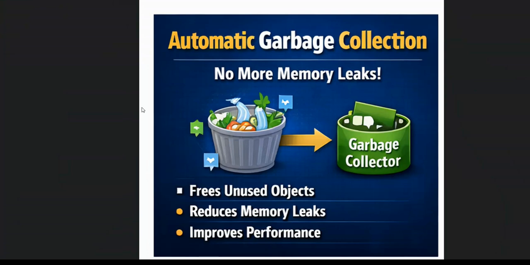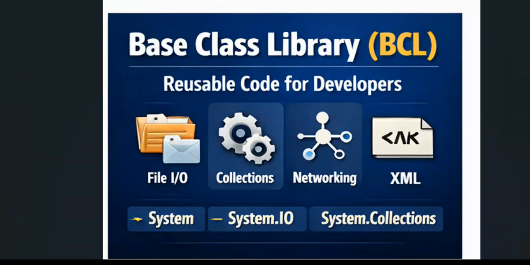Okay. Next, we come to the base class library. The .NET Framework also introduced the base class library. It is basically a large collection of reusable classes that developers can use for common tasks like file handling, data collection, networking, XML processing, threading, and multiple other things. These come from namespaces like System.IO and System.Collections. These libraries save a lot of time for a developer. You don't need to write the code again and again.